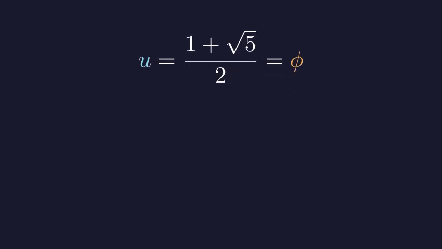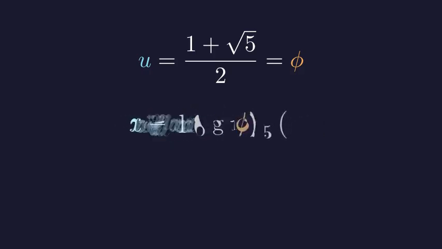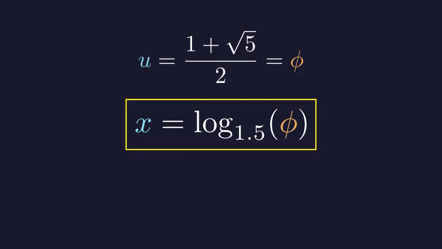To find the final value of x, we reverse our substitution. We set 3 over 2 to the power of x equal to the golden ratio. To isolate x, we take the logarithm of both sides with a base of 3 over 2, or 1.5. Thus, our final answer for x is the log base 1.5 of the golden ratio.